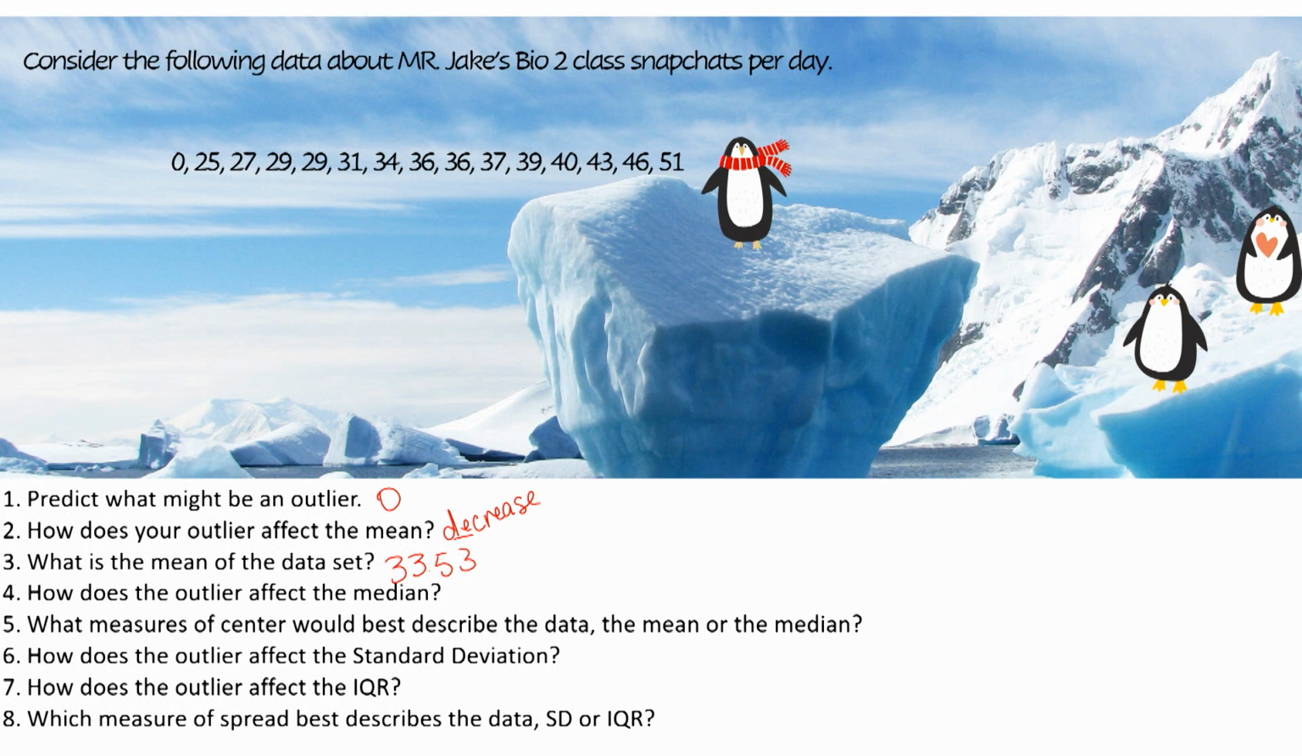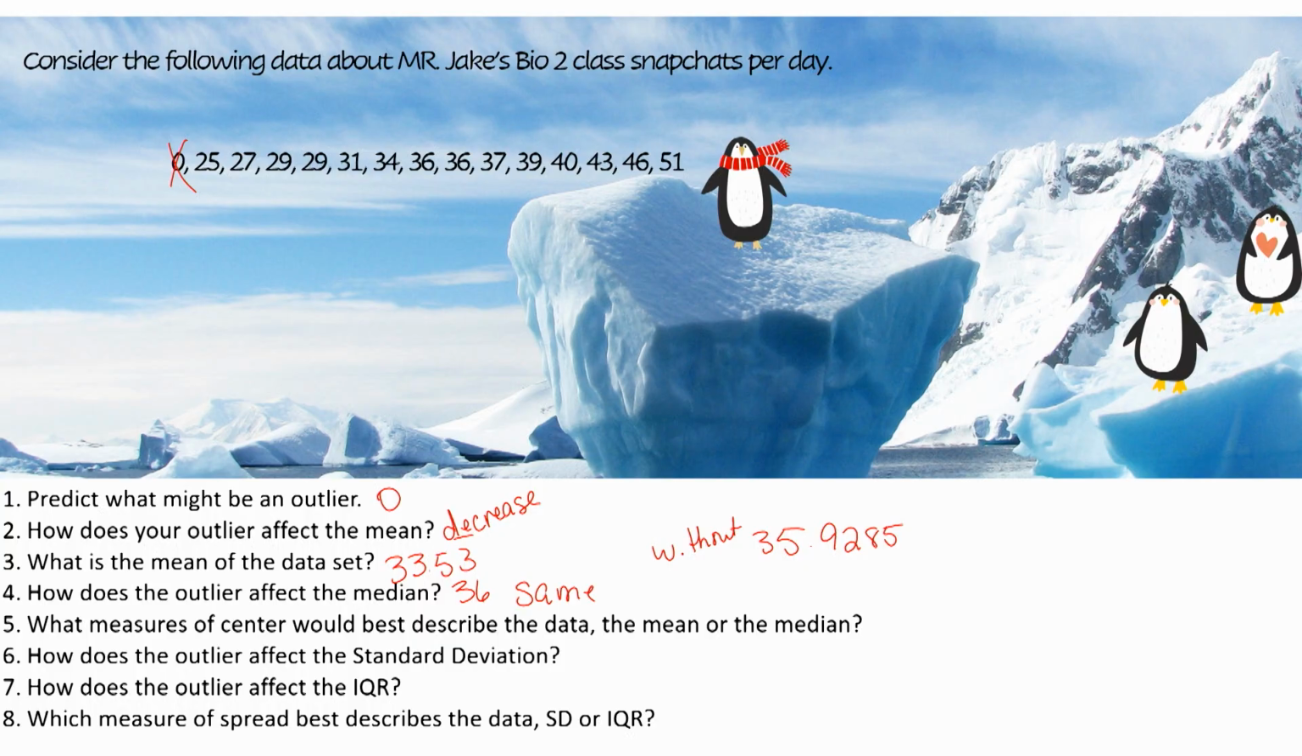How does the outlier affect the median? Well, the median we said was 36 and it stays the same. If I took my 0 out and just got my information of just the other numbers, my median, the middle, is still going to be that 36. It's going to be the exact same. If I looked at that mean without the 0, it would be 35.9285. So we can see that the mean does decrease with that 0.